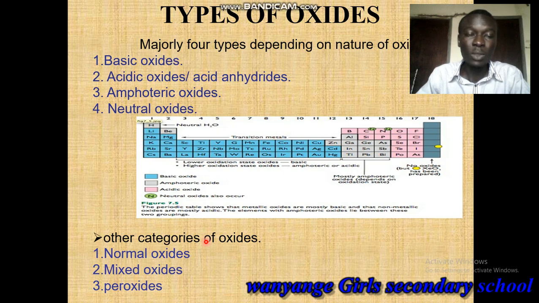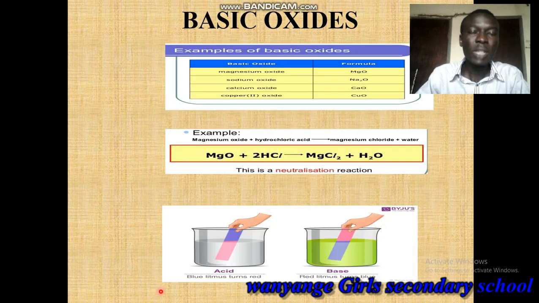For example, we are going to look at triiron tetraoxide, which behaves like iron 2 oxide and also iron 3 oxide. Then we have peroxides. Peroxides have twice more oxygen than the normal oxides. That means that if the normal oxide has 1 oxygen atom, then the peroxide will have 2 oxygen atoms. Okay? Good. So let's look at these oxides one by one, starting with basic oxides.